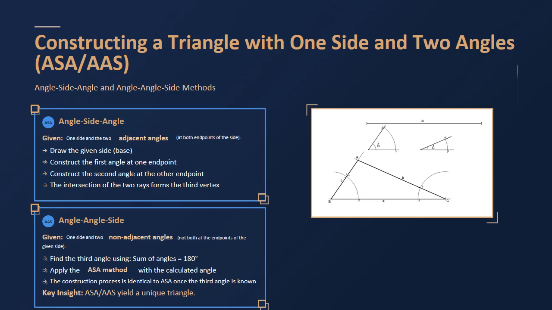Angle-angle-side: given one side and two non-adjacent angles, not both at the end of the given side. Find the third angle using the sum of angles equals 180. Apply the ASA method with the calculated angle. The construction process is identical to ASA once the third angle is known.